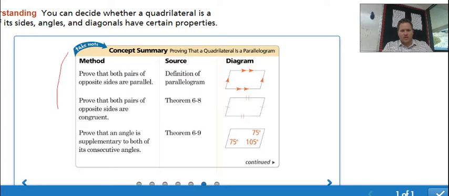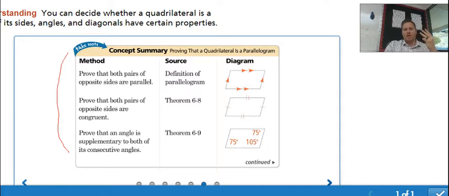So I would write down everything in this box, which is everything we just talked about. So we have different ways to prove if a quadrilateral is a parallelogram, and here are some of the ways. First, if we prove that both pairs of opposite sides are parallel, that's one way. If we can prove that both pairs of opposite sides are congruent, that's our second way. Our third way is to prove that an angle is supplementary to both of its consecutive angles. That would be my third way.